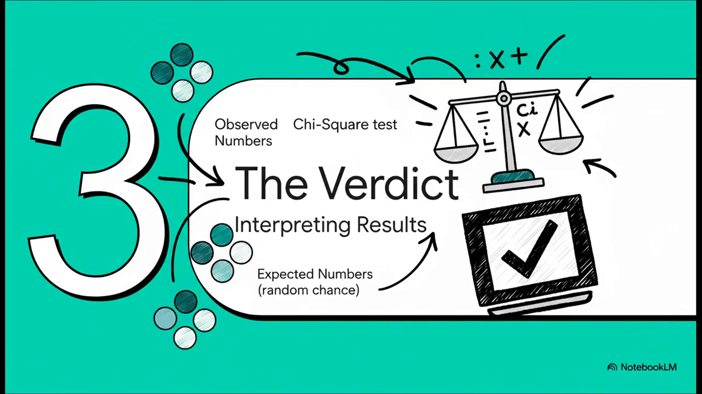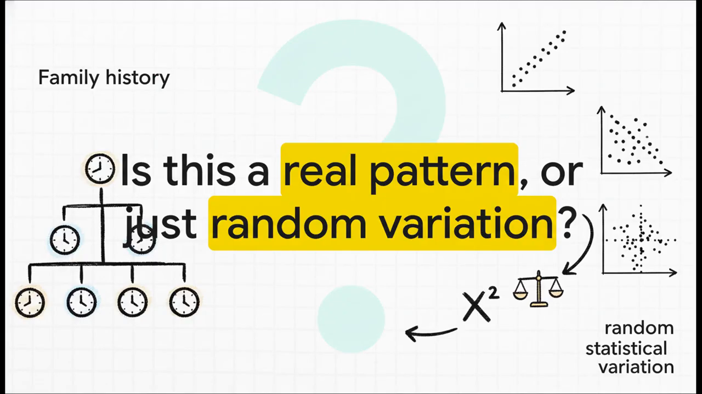And this is where the magic happens. We feed these observed numbers into the chi-square test. The test then compares them to those calculated expected numbers, that random chance scenario we talked about. And then it gives us a verdict. So, this is it. This is the ultimate question we're asking the test to answer for us. Is there a real, statistically significant association between a family's history and the age someone's symptoms begin? Or could these specific numbers have just happened by a total fluke?